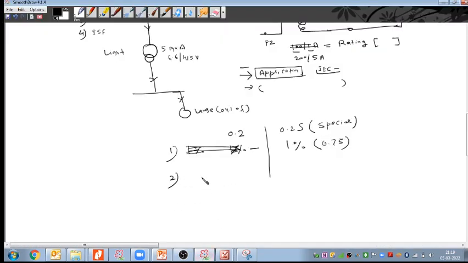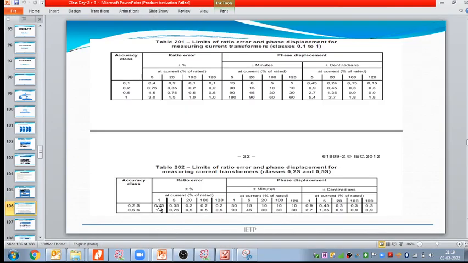The second statement that we can write here is that 0.2 S class is more accurate compared to 0.2 class. And the third major difference is that the 0.2 class CT has 0.2 percentage of the error from 100 to 120 percentage of the full load current.